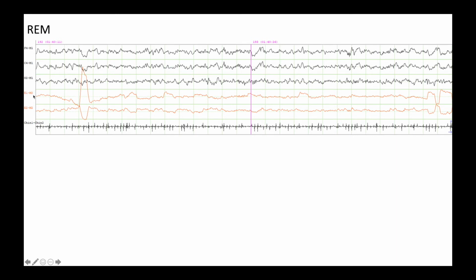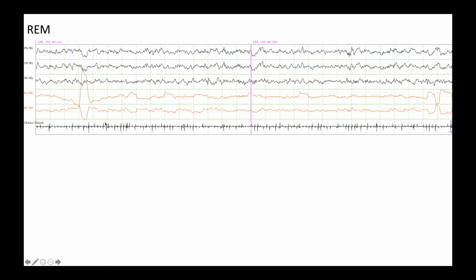If I look, this is the left lead, so this is actually looking to the right because the cornea is moving away from the left eye. So this is a big saccade to the right, and this is a rapid eye movement. And then there's some less obvious, more subtle rapid eye movements in here too. One right here. So those rapid eye movements plus this low amplitude mixed frequency, and there's even some theta waves in here, which are also characteristic of REM. This is suggestive of REM sleep.